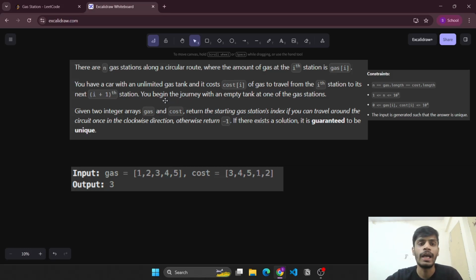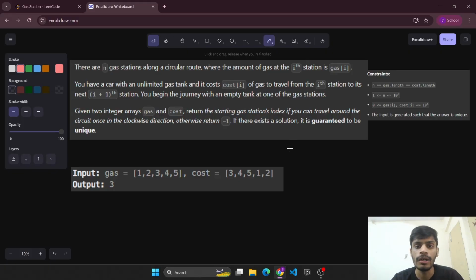And since the route is in the form of a circular route, for example if we have a route from 0 to n minus 1, then for n minus 1 the next station will be the 0th station. This is what we mean by circular route. So we are given a cost array which denotes the cost required to move from the ith station to the i plus 1th station, and gas is the amount of gas available at this station.